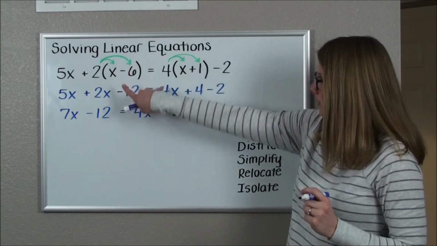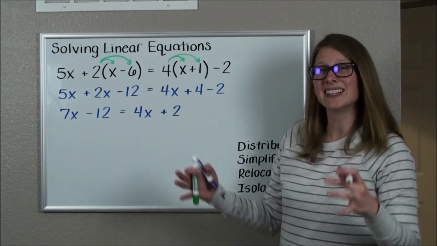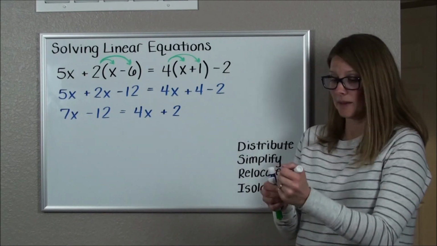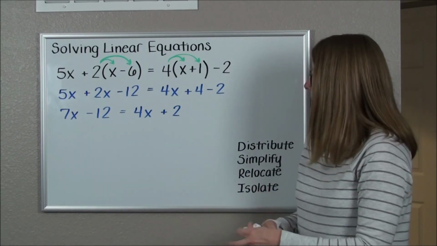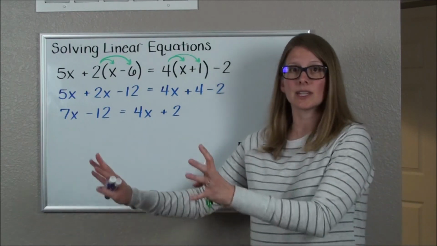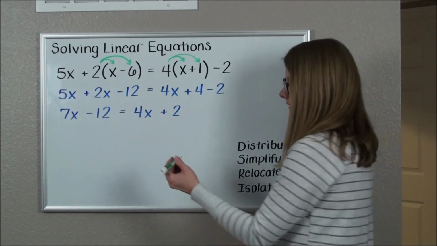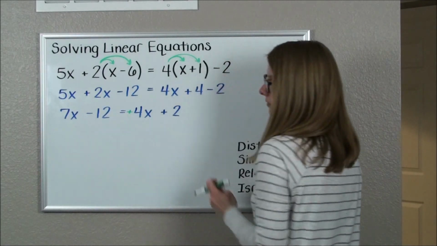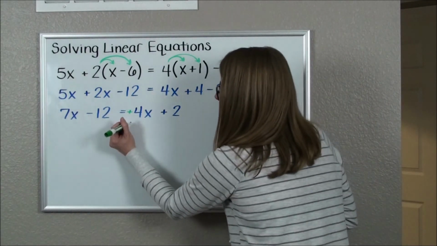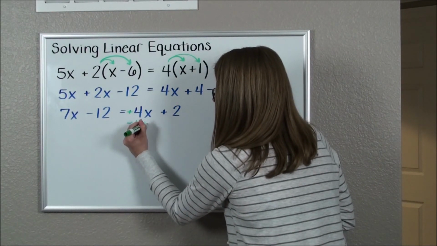So I've gotten rid of my parentheses, I've cleaned things up a bit, and now I hit my relocation step. So I'm going to relocate my letters to the left and my constants to the right. So my x, which is currently a positive 4x, I will relocate him to the left using subtraction.